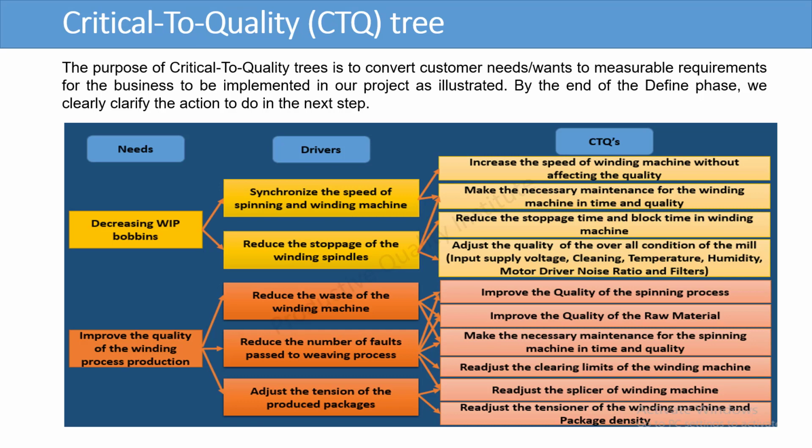For example, for the need to improve the quality of the winding process production, the drivers are to reduce the waste from the winding machine, reduce the number of faults passed to the weaving process, and adjust the tension of the produced packages. The CTQs are: improve the quality of the spinning process, improve the quality of the raw material, make the necessary maintenance for the spinning machine in time and quality, readjust the clearing limits for the winding machine, readjust the splicer installed on the winding machine, and readjust the tensioner installed on the winding machine, and package density.